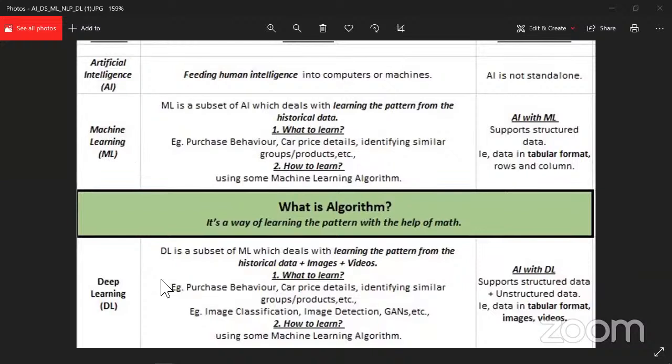Deep learning is all about, again, learning the patterns, because as humans we learn the patterns and accordingly we behave. So deep learning deals with images and video related data to learn the patterns. Machine learning deals with learning from structured data sets. I think you got this particular point. Fine.